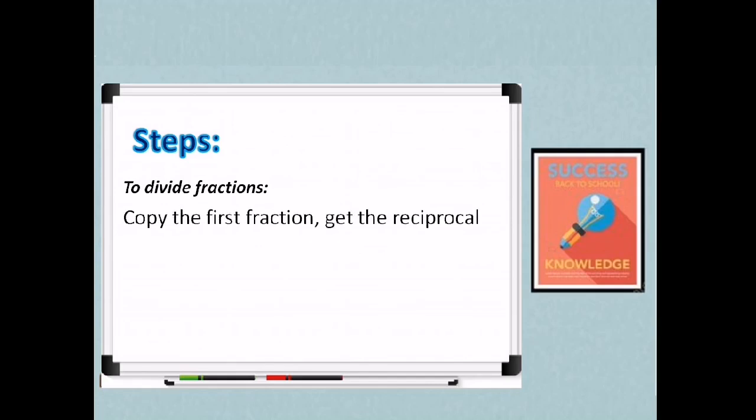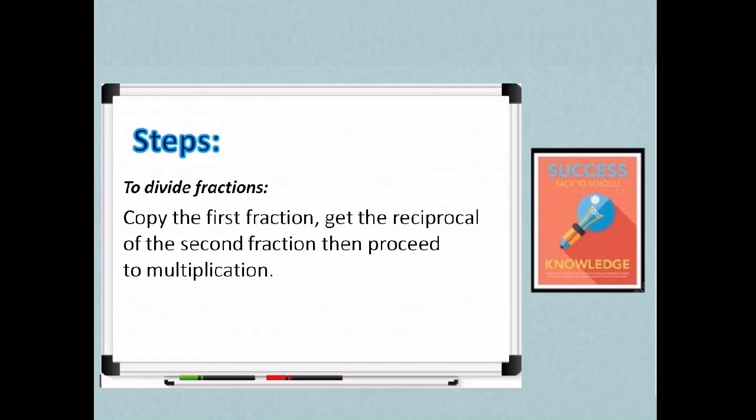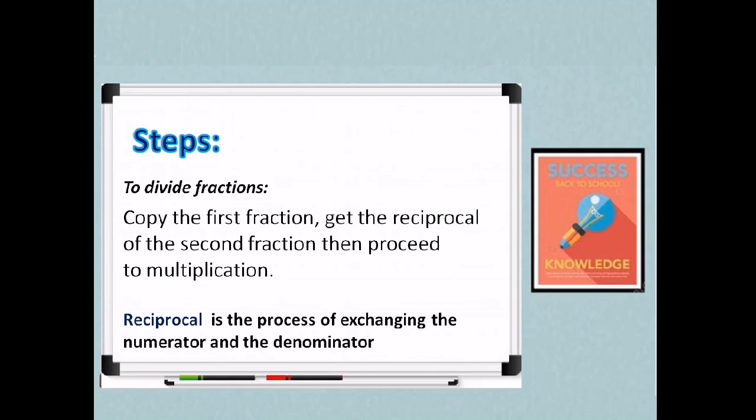Okay. So here are the steps that we need to follow in dividing fractions. Just copy the first fraction, get the reciprocal of the second fraction, then proceed to multiplication. Yun lang yung tatandaan. We just copy the first fraction at kukuhanin yung reciprocal of the second fraction. But by the way, what is reciprocal? So ano po ba ang ibig sabihin ng reciprocal? It is the process of exchanging the numerator and the denominator. So, pagbabaliktarin lang natin yung numerator and denominator, then magpo-proceed na tayo sa steps ng multiplication of fractions.